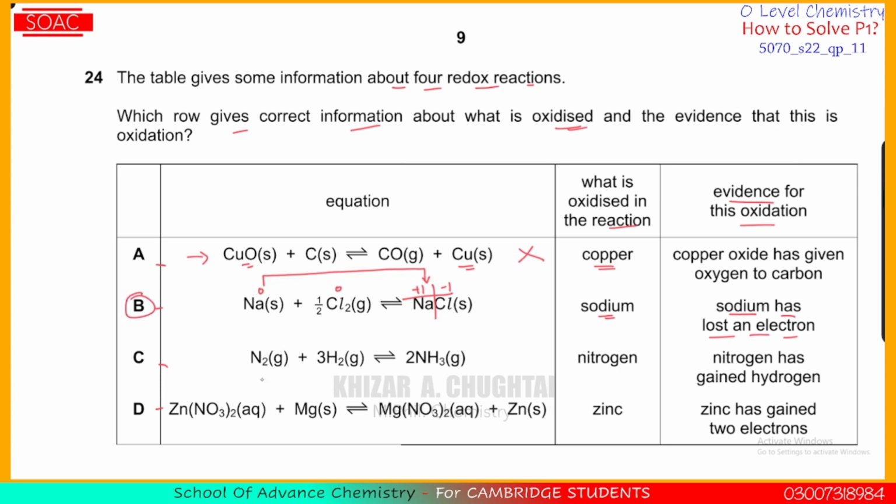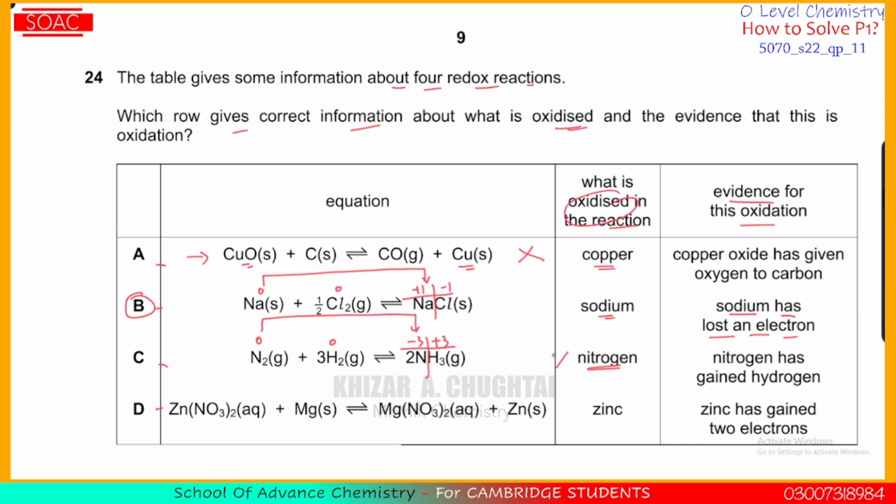However, let me check options C and D. Nitrogen 0, hydrogen 0. What about the nitrogen and hydrogen? Especially with nitrogen, what is happening? It has +3 for hydrogen, -3 for nitrogen. So nitrogen is going to reduce, not oxidize.